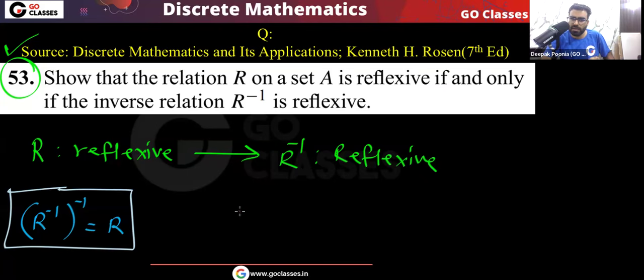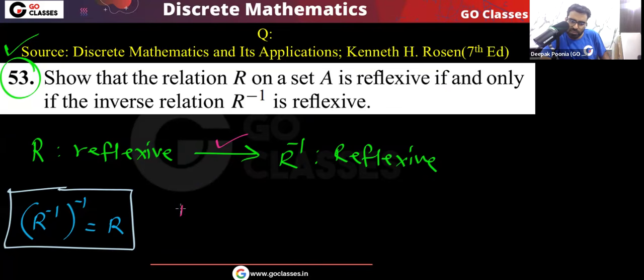Is this clear? For a moment, if you assume this is S, then this will be S inverse. Are you getting my point? R inverse whole inverse is the same as R. So this direction we have already proven. Now how to prove this other direction?